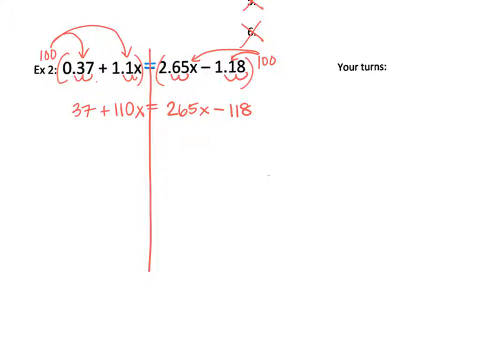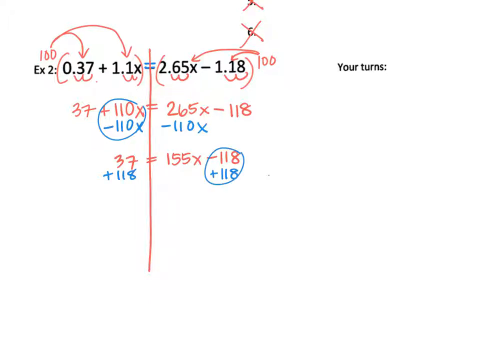Next, we want to look at, do we have variables on both sides? And yes, we do. Looks like 110x and 265x, one on the left side, one on the right side. So we've got to make one of those a 0. And I'm going to choose to make this one a 0 on that side, which means I subtract the same thing over here. There's my 0. I'm left with 37 is equal to 155x minus 118. And in my next step, I want to get rid of this constant, this minus 118. So plus 118 on both sides.